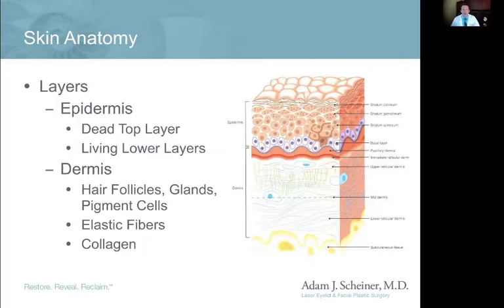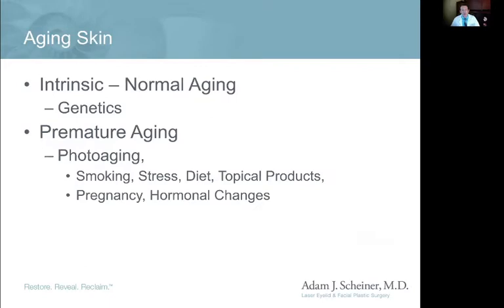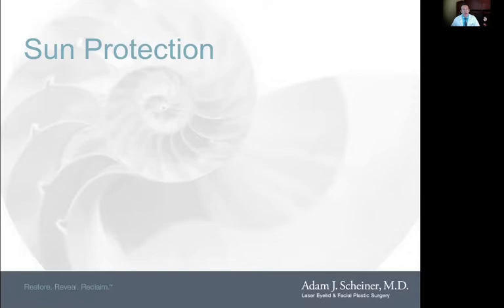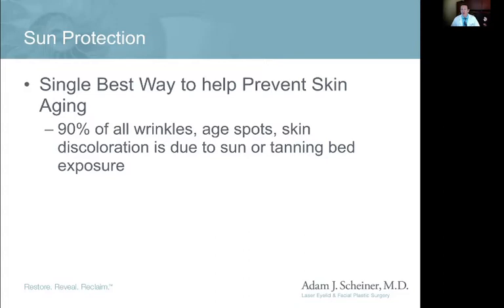So our skin ages from the passage of time, but mainly from sun exposure. There's normal aging, which happens from genetics, and then there's premature aging. The biggest factor in this is photoaging. Sun protection is the single best way to prevent skin aging. 90% of everything you know in terms of wrinkles, age spots, and skin discoloration is due to sun or tanning bed exposure.